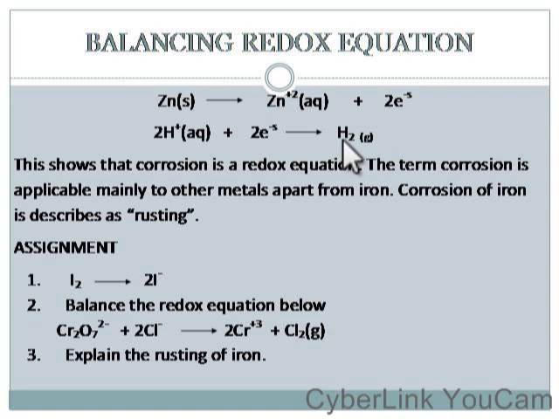Now this corrosion is applicable to other metals apart from iron. The corrosion in iron, we describe it as rusting. We all know what rusting is. We have seen when a particular nail is rusting, what happens? It becomes somewhat brownish in color. What happened there is that the iron has been oxidized.